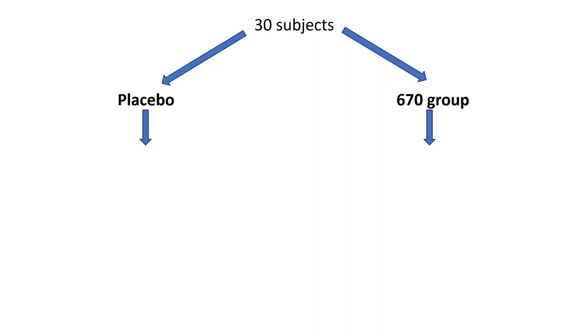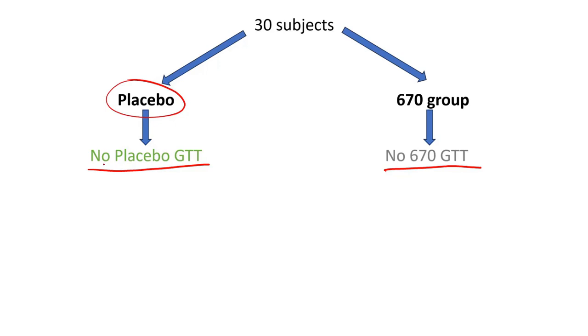So these should all have been the same type of thing. And we'll call this the no placebo GTT and the no 670 GTT. What's a GTT? GTT is the glucose tolerance test. So here in the placebo group, they didn't give them any placebo. They just did a glucose tolerance test. And over here in the 670 group, they did not give them any 670.